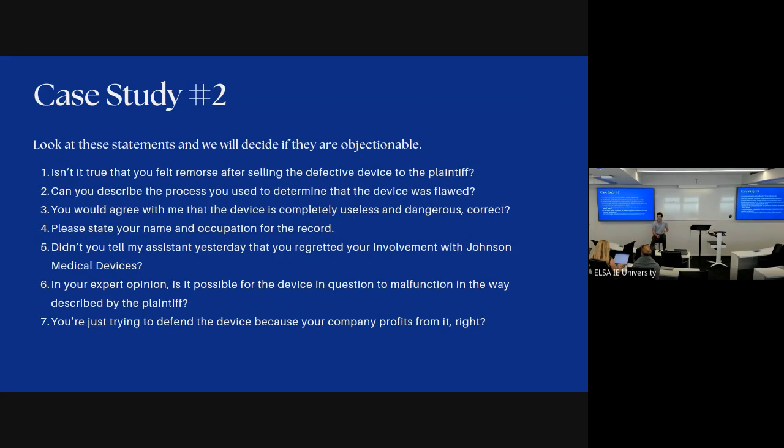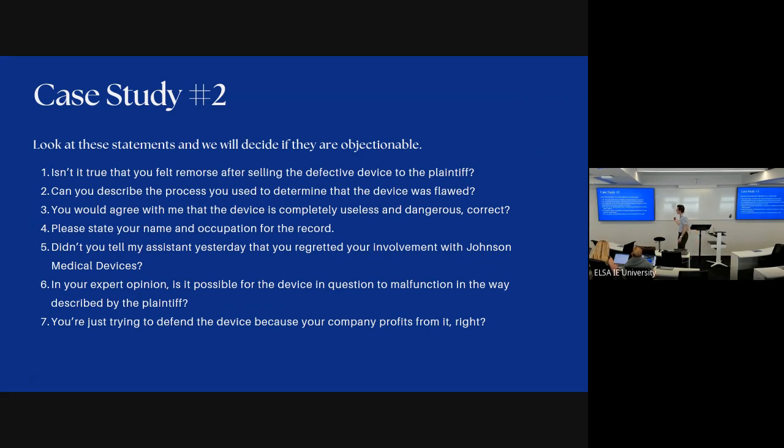All right, last thing that we're going to do together, and we're done. Here's a list of questions. We're going to go through them, and we're going to decide whether they are objectionable or not objectionable. Okay, take a vote. On direct, leading is not an objection here. We'll just consider that they are on cross-exam.